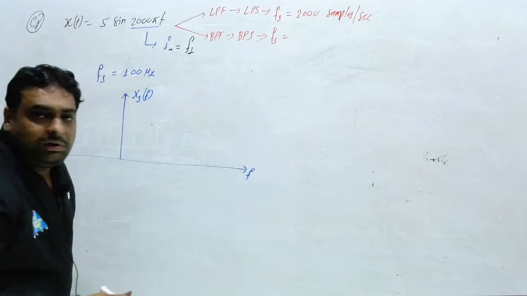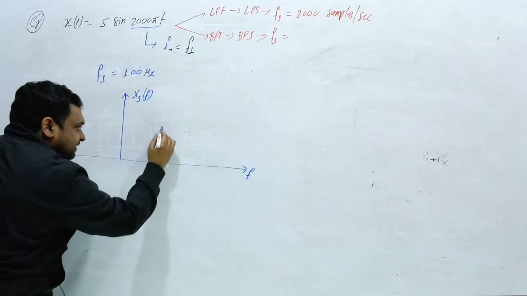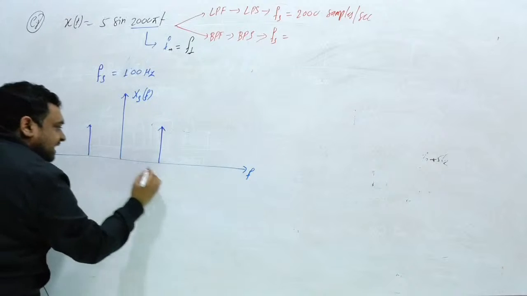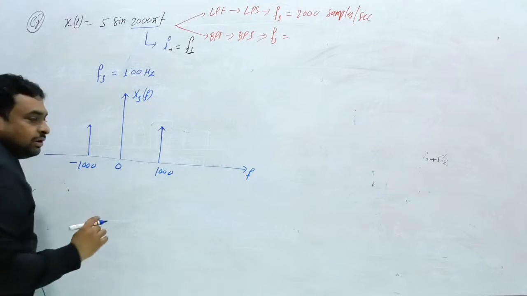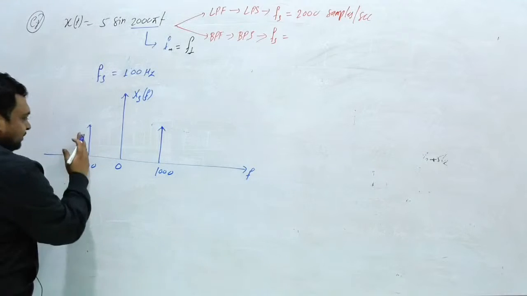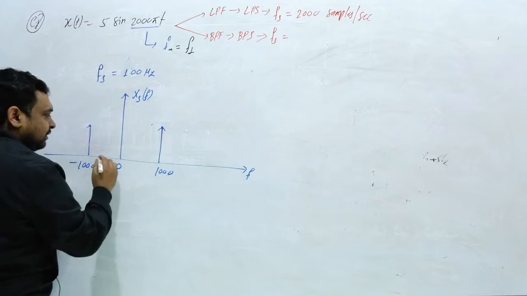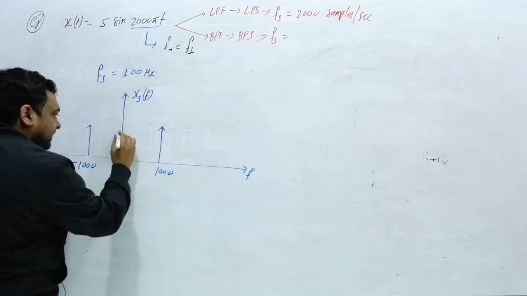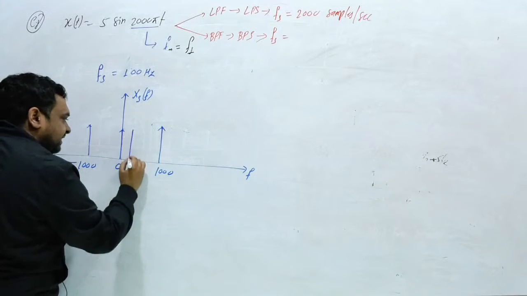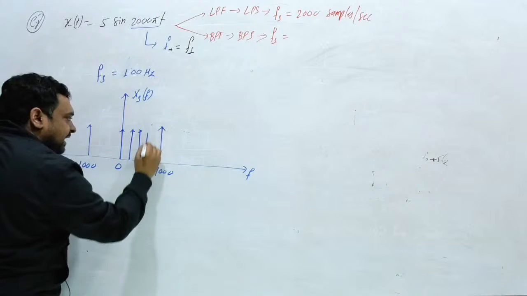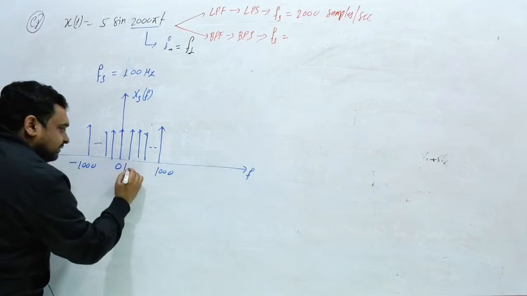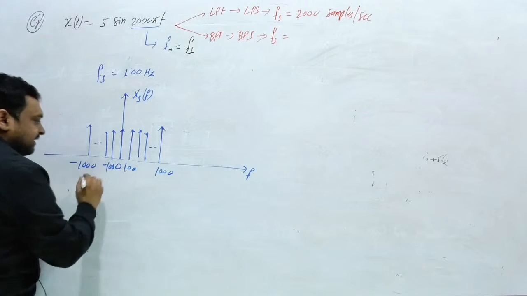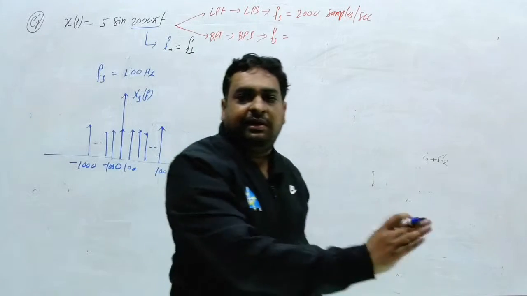Anybody can tell me what the spectrum will be? The first signal will be in the same position. This is 1000, this is minus 1000, and this is 0. What will be next? This will shift 100 right and 100 left. So you will get copies at every 100 difference, everywhere: this will be 100, this will be minus 100, like this.